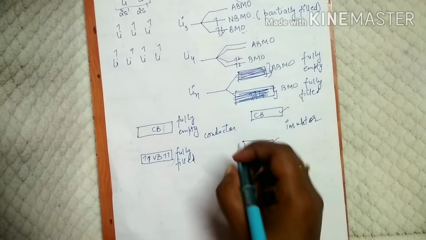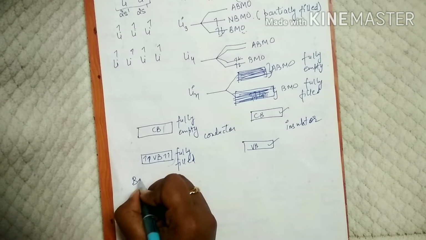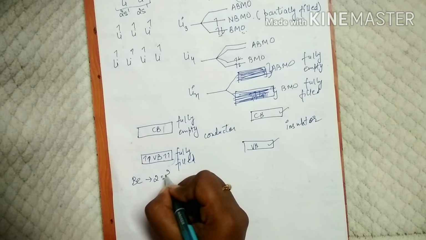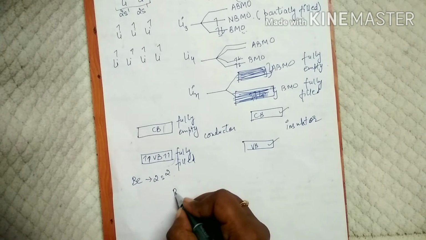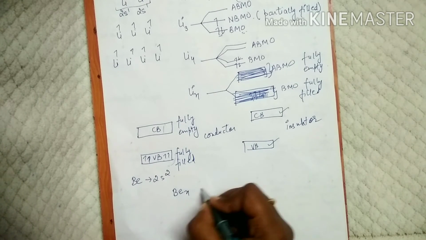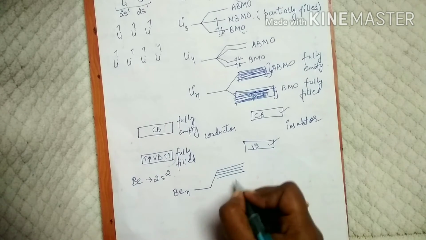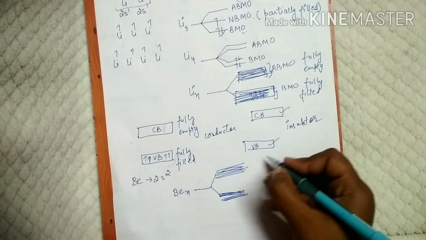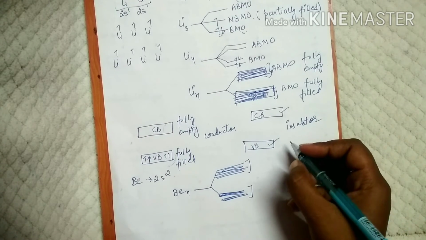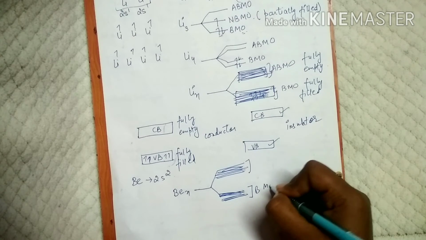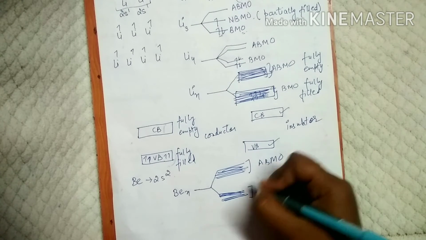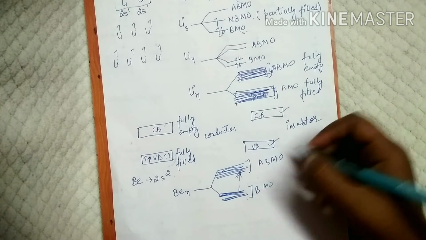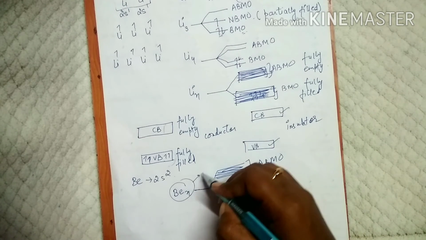For sure. For example, in case of your beryllium, which has configuration 2s2. So if you are going to take beryllium atoms which are n in number, these are going to form n number of bonding and n number of anti-bonding molecular orbitals. Both of these orbitals, BMO and ABMO, are going to be fully filled. So electron cannot move from bonding to anti-bonding. So these are your insulators.